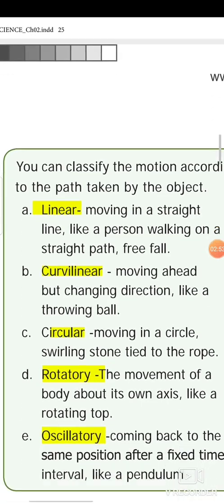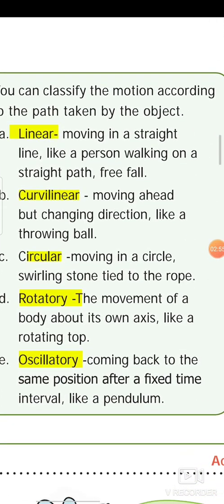So now we are going to see the 6 types of motion. One is linear, moving in a straight line like a person walking on a straight path, or free fall, like a coconut falling from a tree. Second one is curvilinear motion, moving ahead but changing direction like a thrown ball. Third one is circular motion, moving in a circle, like swinging a stone tied to a rope, or a running race in a circular path. Rotatory motion, the movement of a body about its own axis like a rotating top.